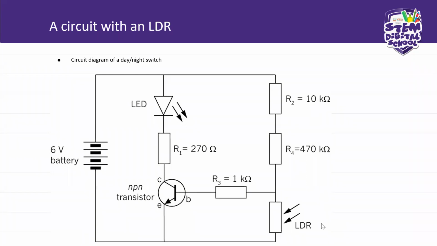So the resistance is high when there is light. Okay. Now, in this circuit, we also see other electronic components.